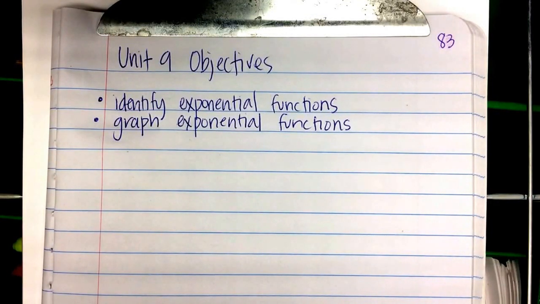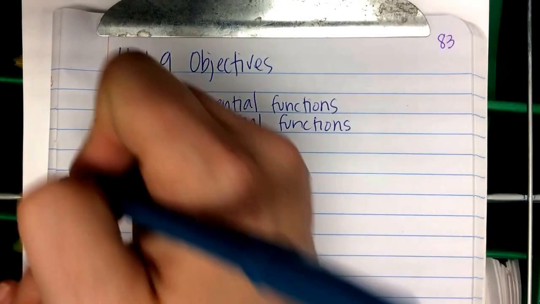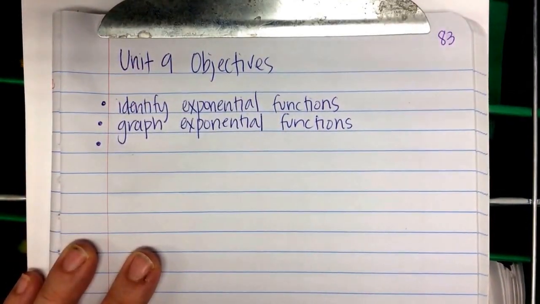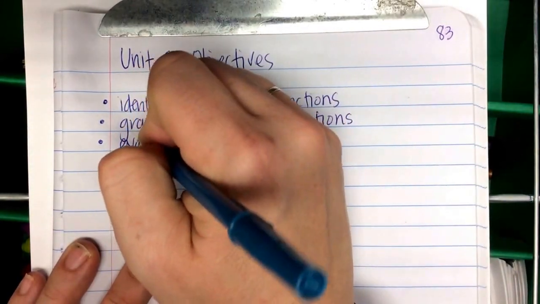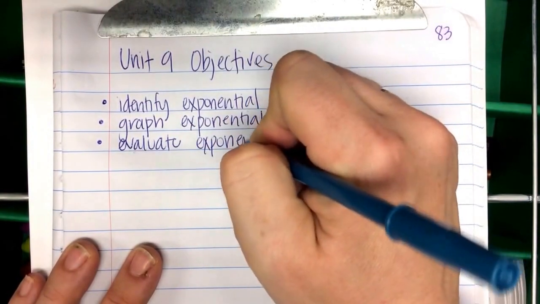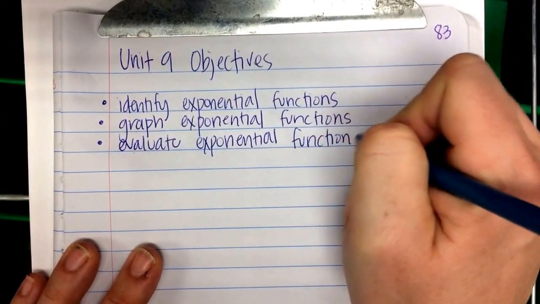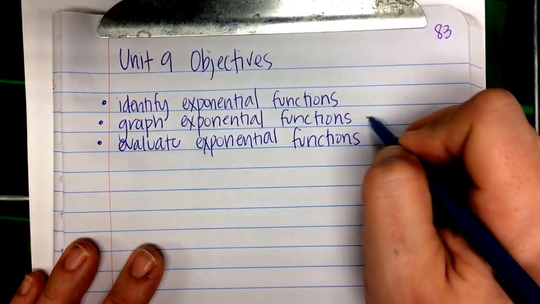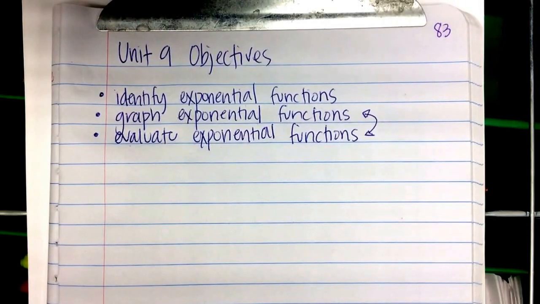Graphing isn't going to be that big of a deal because we're going to follow step-by-step rules. And then last but not least, we are going to evaluate exponential functions. Technically speaking, I guess these two should be flipped. You need to evaluate before you can graph. That's how we get to the graphing.